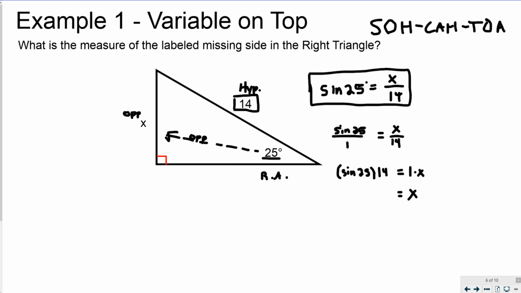What I am going to need to do now is punch into my calculator the sine of 25 and multiply it by 14. The sine of 25 is about 0.4226, and I'm going to multiply that by 14. And when I do, I get 5.92.